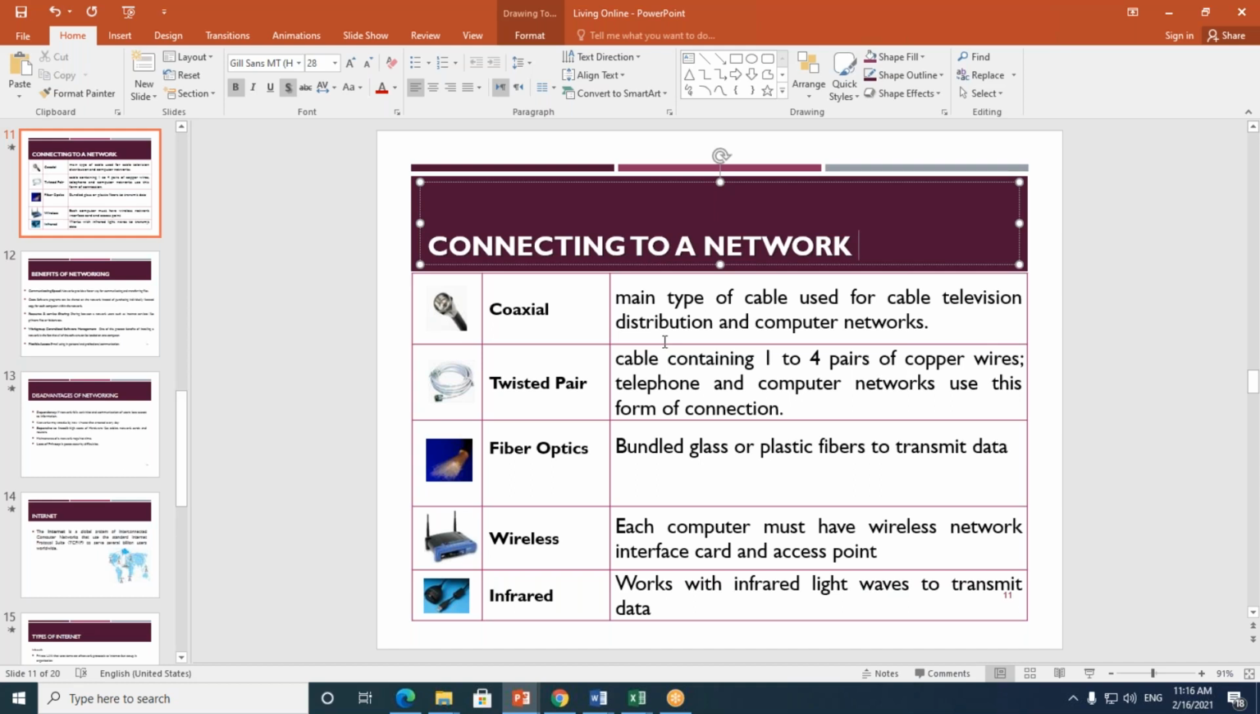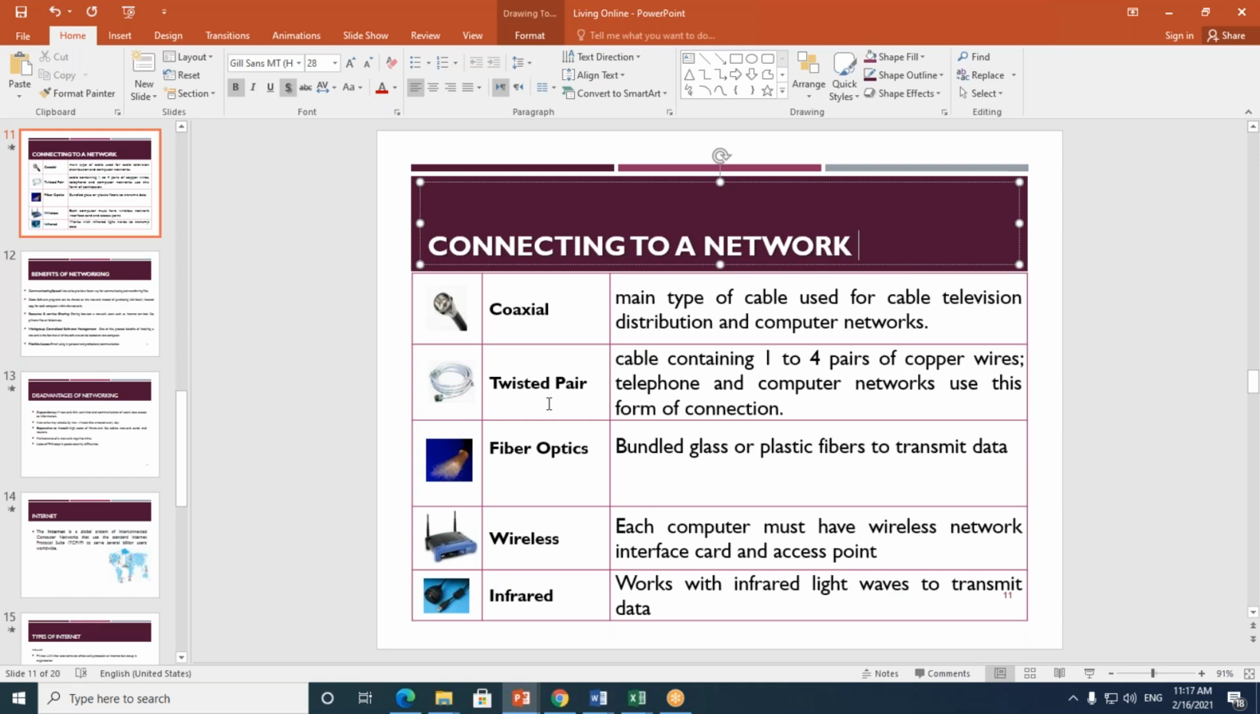And meanwhile, we can use the same type of cable for our network. We could. So this is the main type and earlier invention of cable used for cable television distribution and computer networks. The second one is called twisted pair.